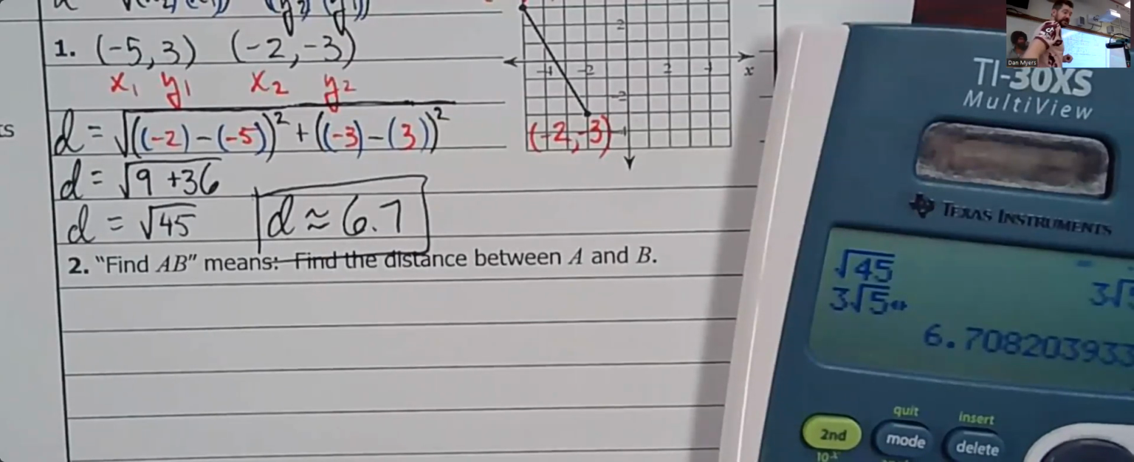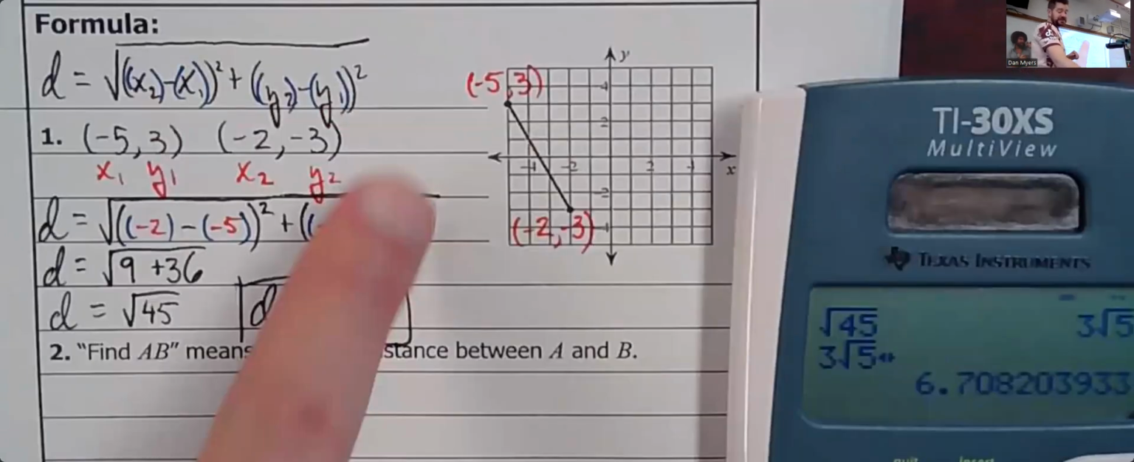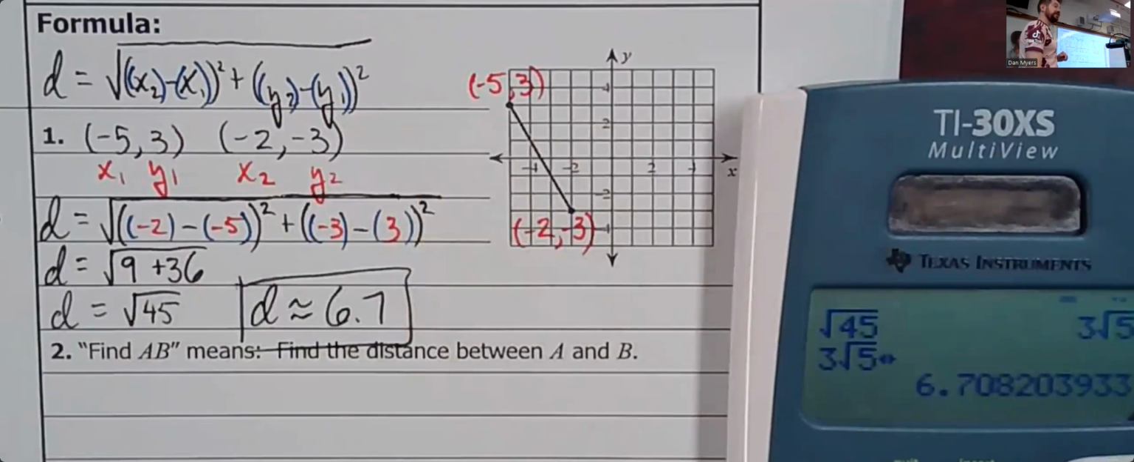A lot of these, most of these, in fact, are going to be turning into decimal approximations as opposed to whole number values. So the distance between those 2 points on this graph is about 6.7. Cool.